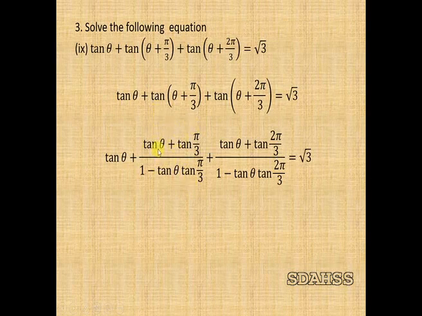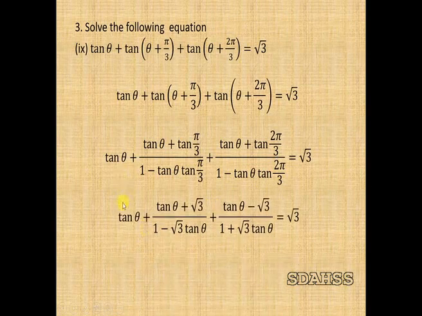So we can write tan theta plus tan pi by 3 divided by 1 minus tan theta tan pi by 3, plus the third term is also in the form of tan A plus B. So we can write tan theta plus tan 2 pi by 3 divided by 1 minus tan theta tan 2 pi by 3 is equal to root 3. Tan theta, keep the first term as it is, plus tan theta plus tan pi by 3. Pi means 180, 180 by 3 means 60. Tan 60 is root 3, divided by 1 minus root 3 tan theta, plus tan theta.